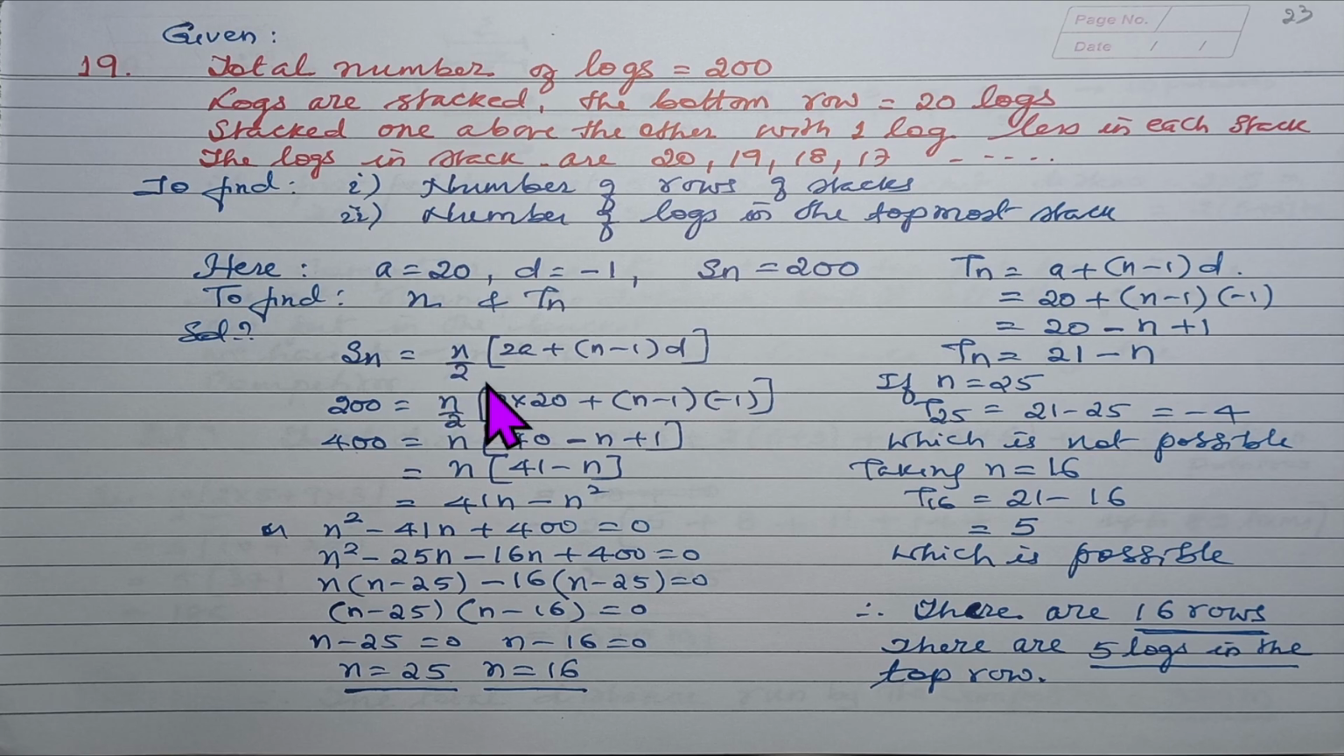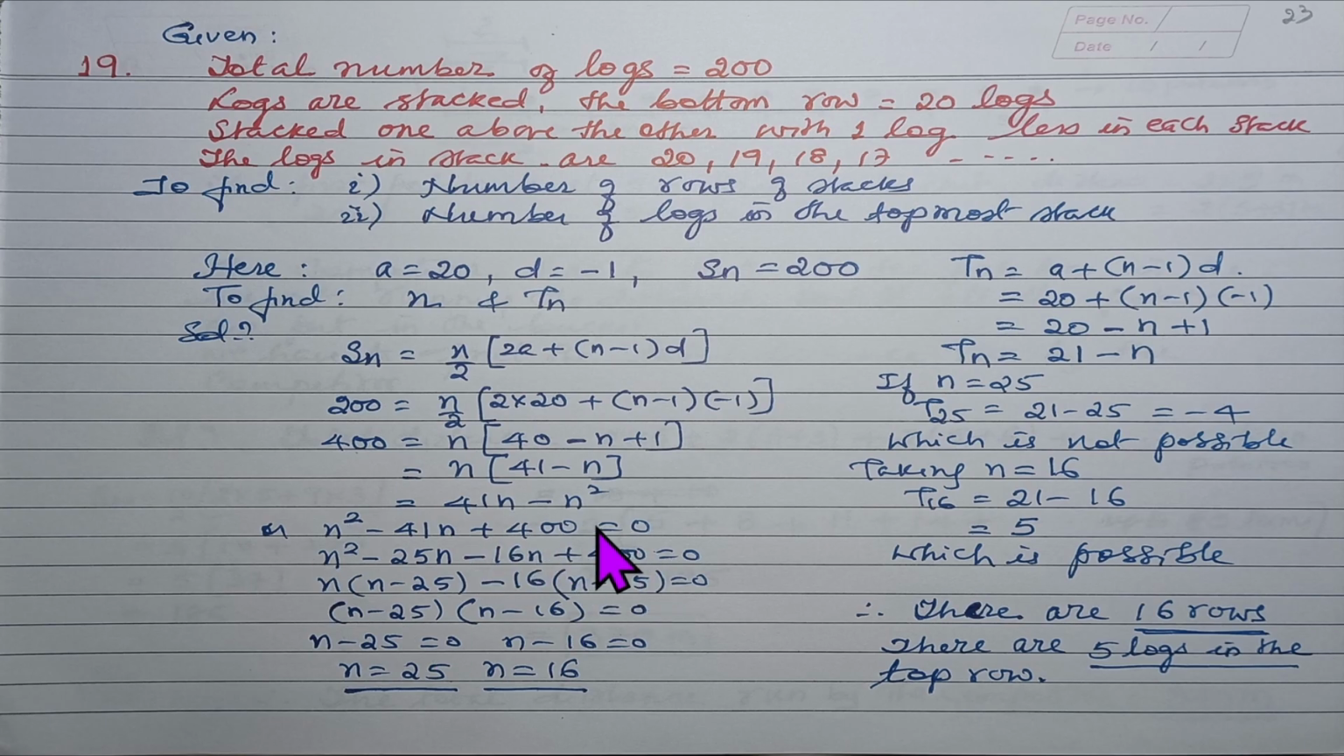Now Sn is equal to n upon 2 in the bracket 2a plus n minus 1 into d. That means Sn is 200, n upon 2 in the bracket 2 into 20 because A is 20 here, plus n minus 1 into minus 1. 400 is equal to n in the bracket 40 minus n plus 1, n in the bracket 41 minus n, and that is equal to 41n minus n square, so n square minus 41n plus 400 is equal to 0.